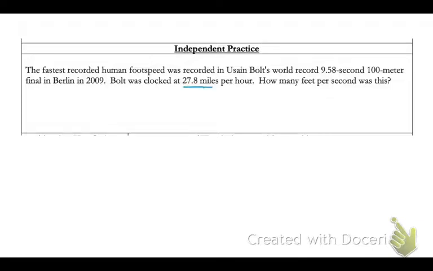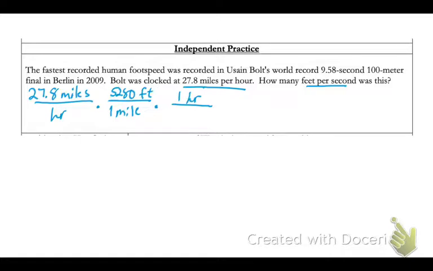So let's look at this problem together. Miles per hour to feet per second. So writing down what we know, 27 and 8/10 miles per hour. So let's start by converting our miles to feet. So we'll use that conversion, and our miles will be in the denominator so that it divides out, and our feet in the numerator.